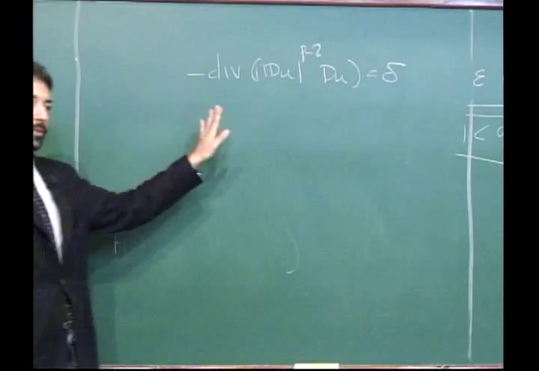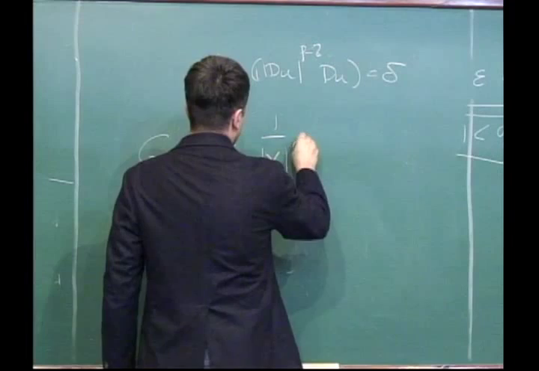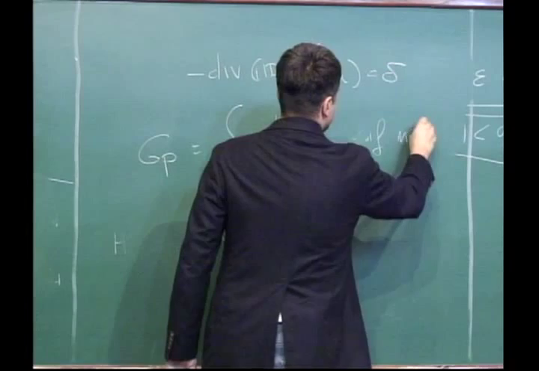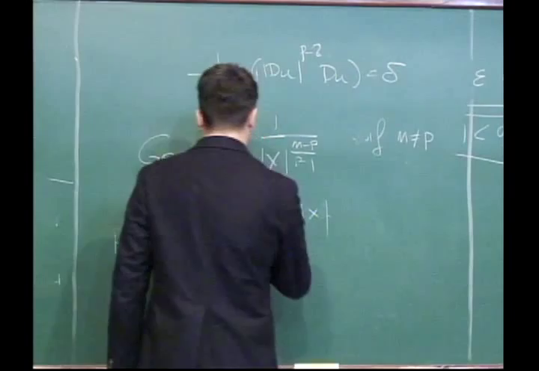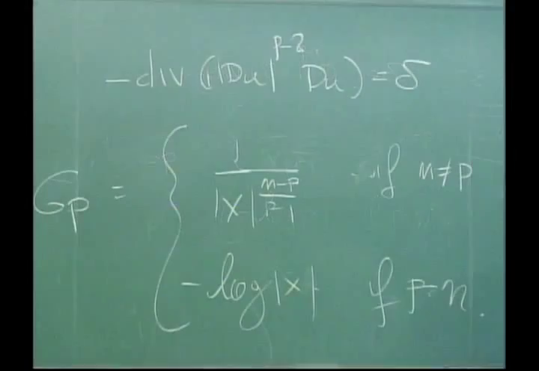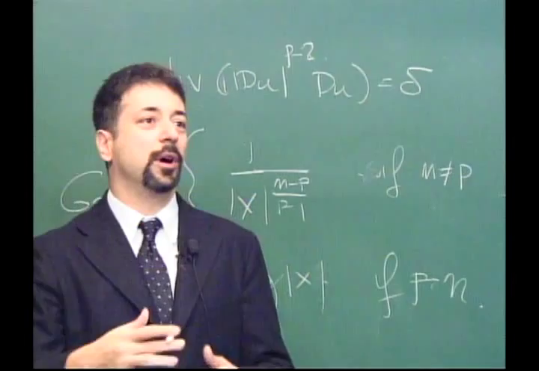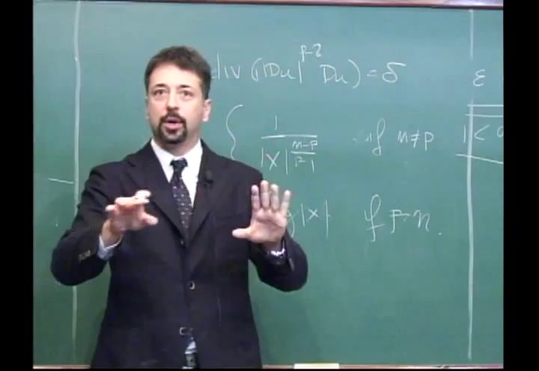In this case, the unique solution is given by the following one. This is 1 over x to the n minus p over p minus 1 when n is different than p. And then this is the usual log of x if p is equal to n. As you see, when p is equal to 2, this coincides with the usual Green's function. Otherwise, this is a function which is the so-called fundamental solution of this problem. And it's a fundamental solution, of course, not in the sense that then you obtain solutions of non-homogeneous problems via convolution. It's just called a fundamental solution to keep the terminology, I mean. And this is the unique solution of this problem.